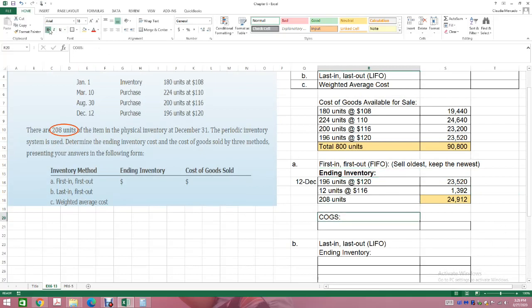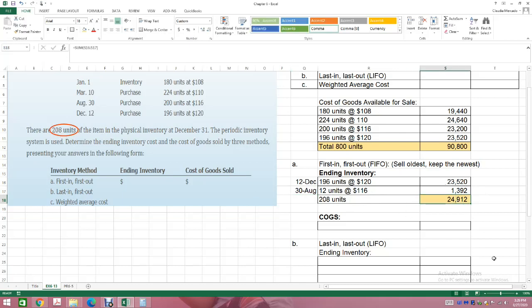My 208 units that I have left at the end of the year are my newest units. I had 196 units from December the 12th, and then I had 12 units from August the 30th purchase. Those two combined give me the 208 units that I have left, with a value of 24,912. That is how much my 208 units that I have left in my warehouse are valued at.